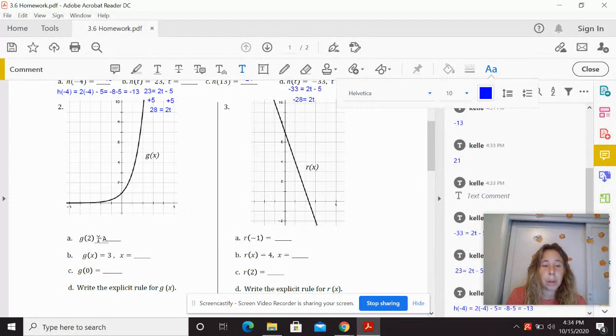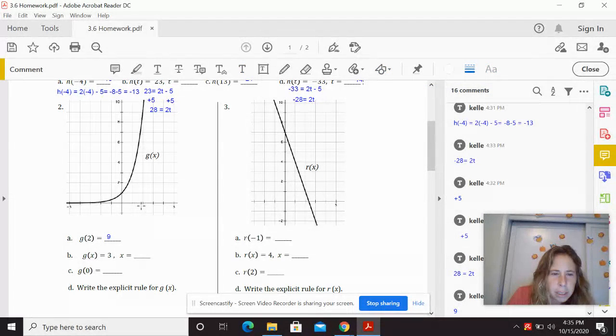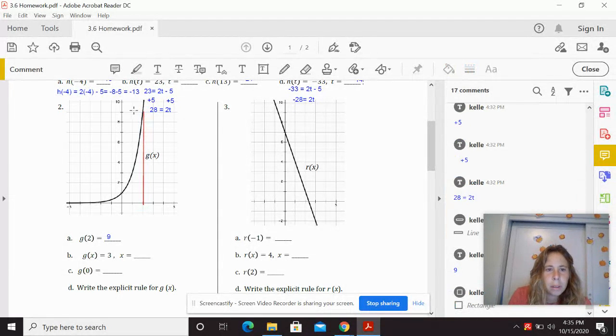Okay, so if x is 2, what is y? So x is 2, and then we follow this line up. Y is 9. I think in class I drew a line, so I can draw a line. So x is 2, and then we draw a line straight up until we hit, there it is, right there. X is 2, y is 9.